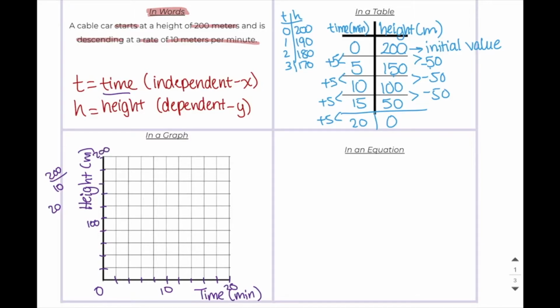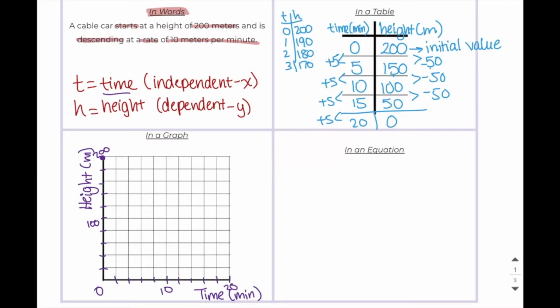Sometimes it's not going to be nice, even, pretty numbers, and you just choose numbers that are close to the numbers that you got when you divided. And we'll talk about that more in class, okay? So we know that it starts at a height of 200 meters. So we're going to have this start at 200, and we know that it's going down by 10 meters every minute. But we can also use this chart right here.